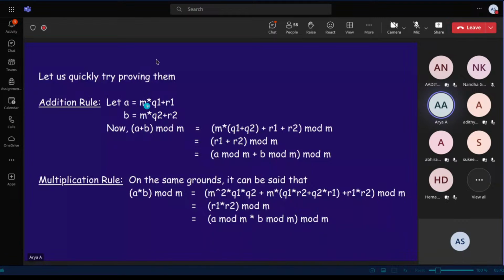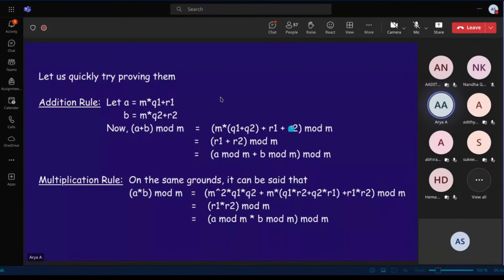Let me represent a as m into q1 plus r1. I'm just saying that a upon division by m gives a quotient of q1 and a remainder of r1. That's how I'm representing this. And b as m into q2 plus r2. Now (a plus b) mod m, I'm just substituting these two expressions into this. As you can see, it is r1 plus r2 plus some multiple of m. This does not have any effect on the remainder. The contribution of this towards the remainder is 0. So I am only taking this part, (r1 plus r2) mod m.